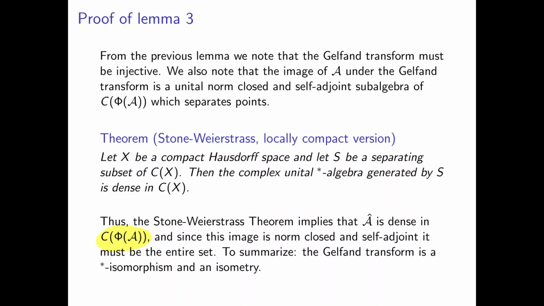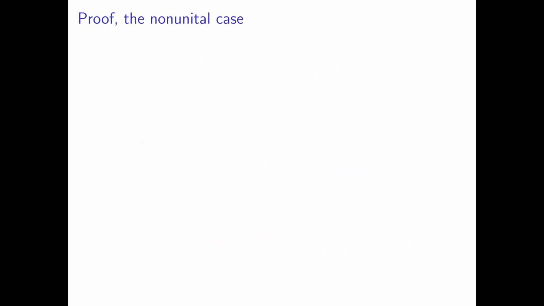So, to summarize all of this, the Gelfand transform is a star isomorphism and an isometry. And thus, we have managed to prove the Gelfand representation in the unital case. Let us now move to the non-unital case instead.